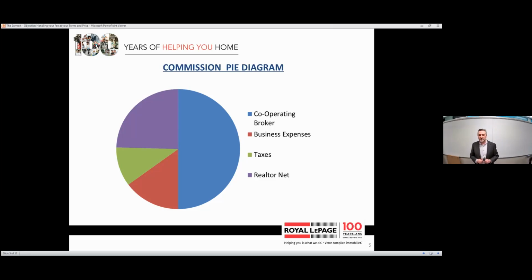I think we use this in our buyers presentations and seller presentations we provide to you. So essentially, on the column on the right, the cooperating broker, in a 5% fee situation, let's call it, they're getting 2.5%. So 50% of the fee flows to the cooperating broker.